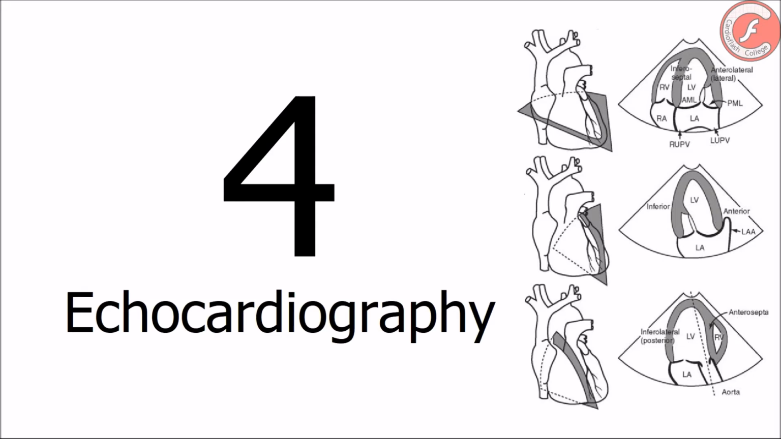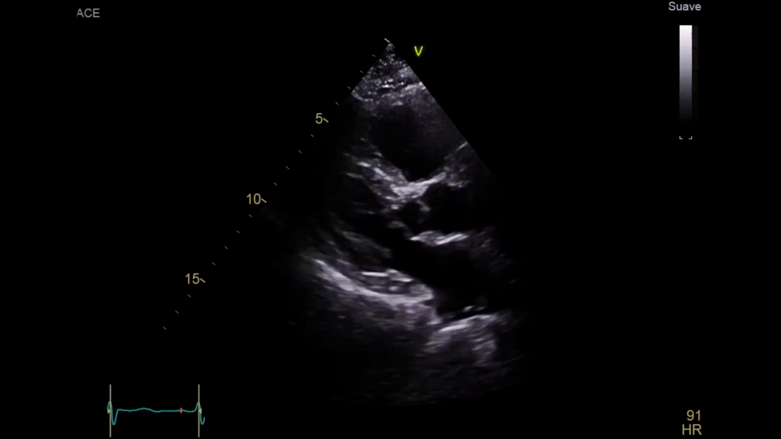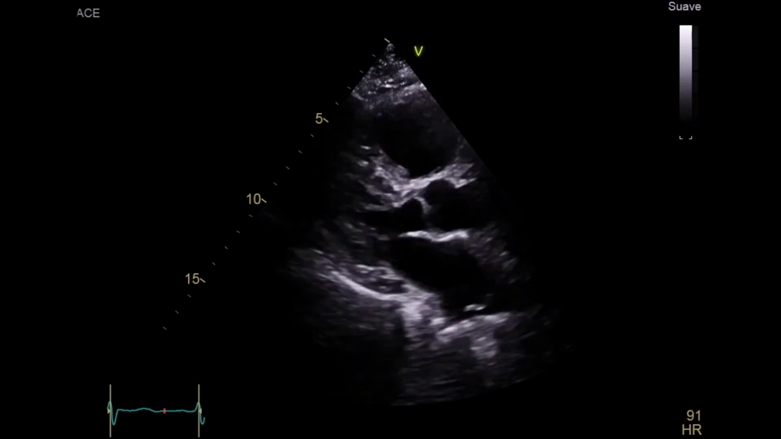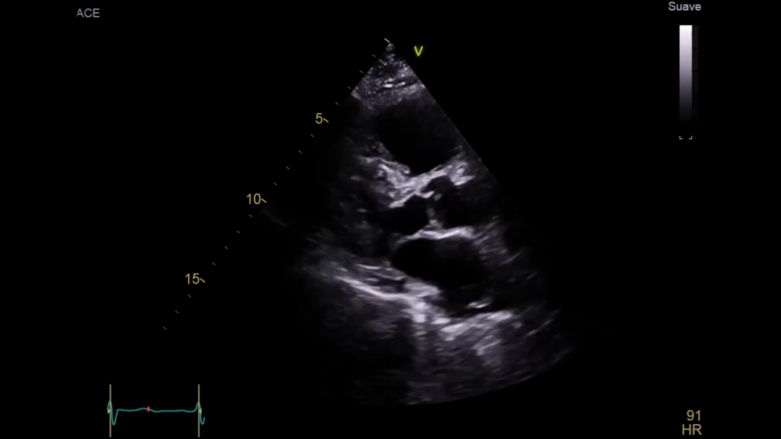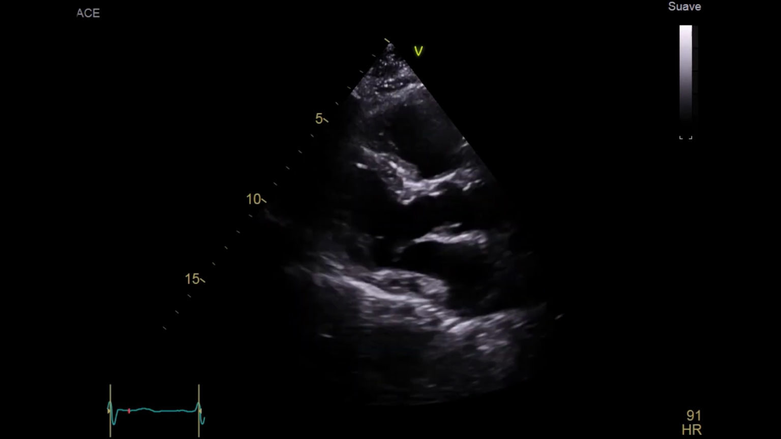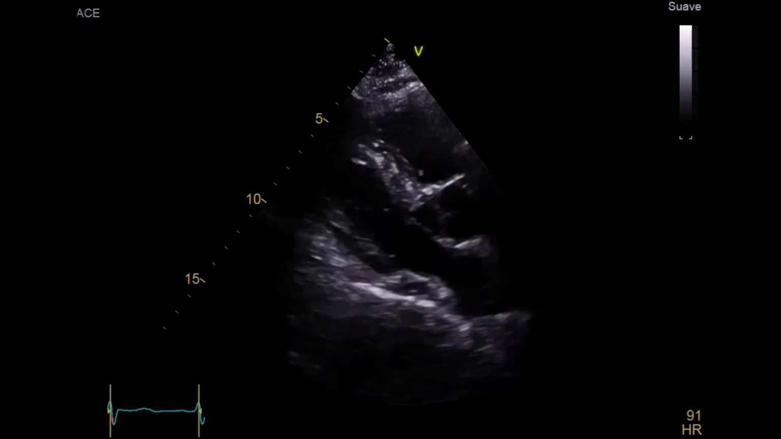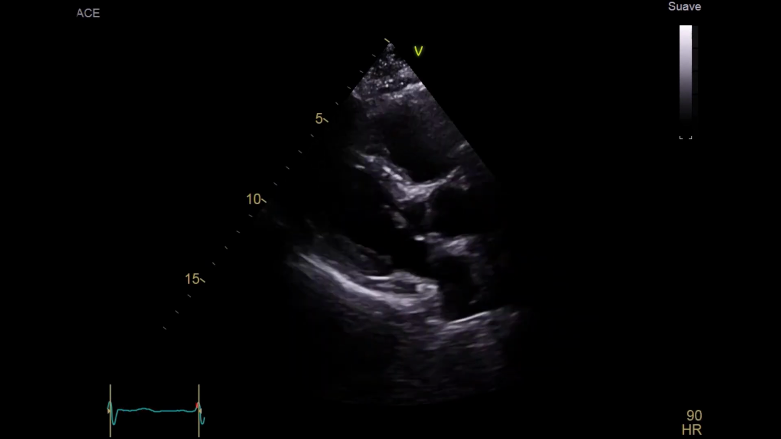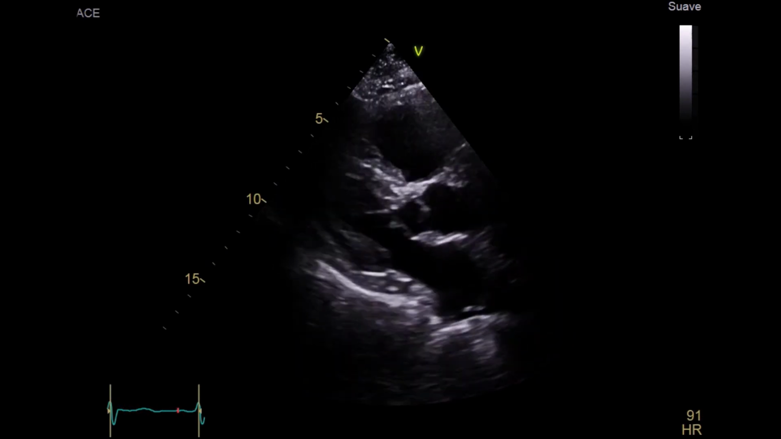Number 4. Echocardiography is a non-ionizing imaging test that may be useful in patients with suspected PE and a contraindication for radiological studies, or in those patients who are so hemodynamically unstable that they require an emergent diagnosis.